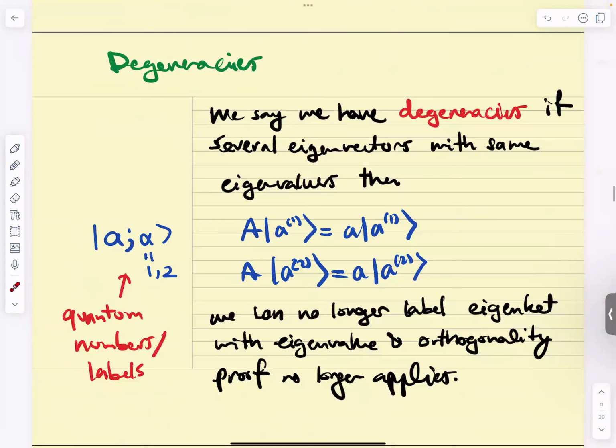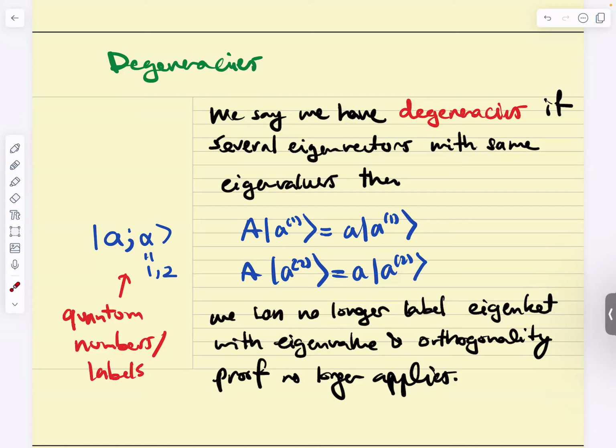Okay. Degeneracies. What was a degeneracy? We say a Hermitian operator, aka observable, is degenerate if it has different eigenvectors with the same eigenvalue. So an eigenvalue is repeated.